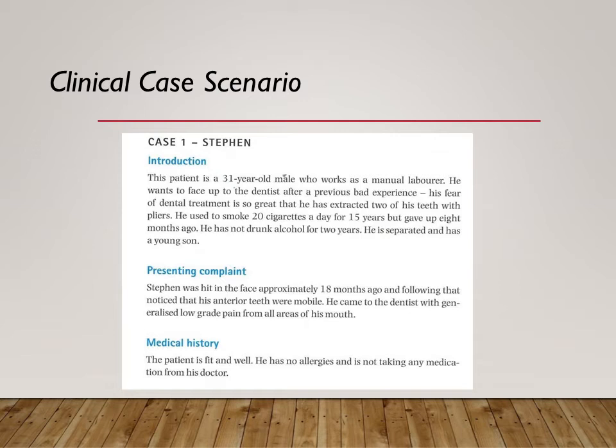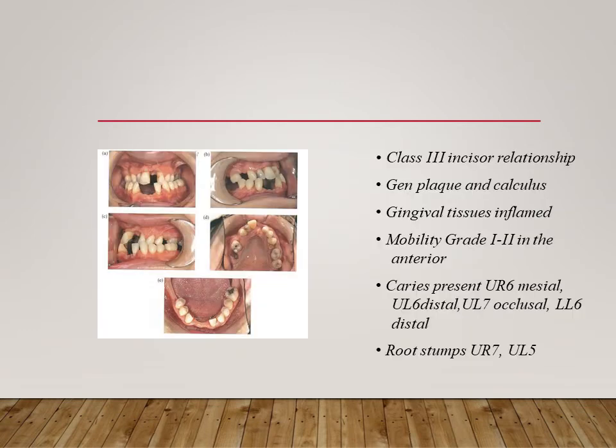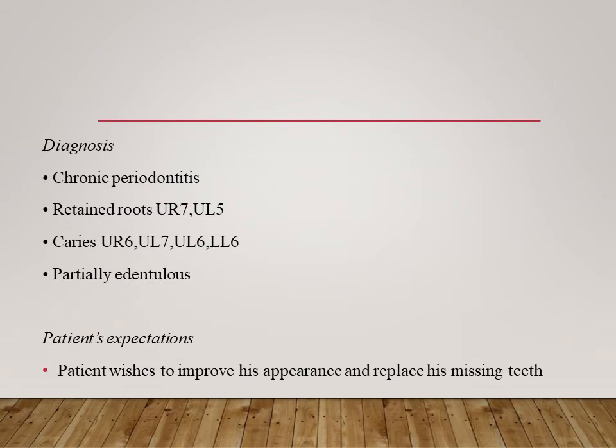So he has come to the dentist with generalized low-grade pain from all areas of the mouth. The medical history: the patient is fit and well, he has no allergies and is not taking any medication from the doctor. So how are you going to go? Calculus, inflammation of the gingival tissues, and the missing teeth as well. The caries has been recorded.